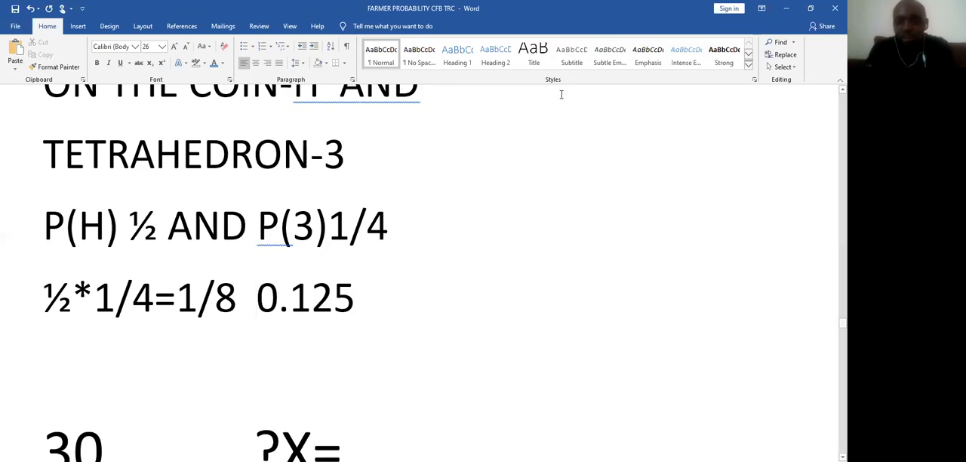The probability of us getting 3 on the tetrahedron and a head on the coin, there is no event which is limiting the other one from occurring. All of them are occurring together, and that is why we use the word and. And in and we use multiplication.